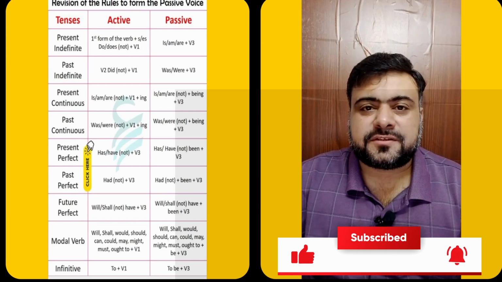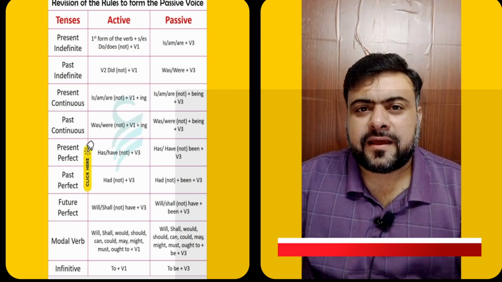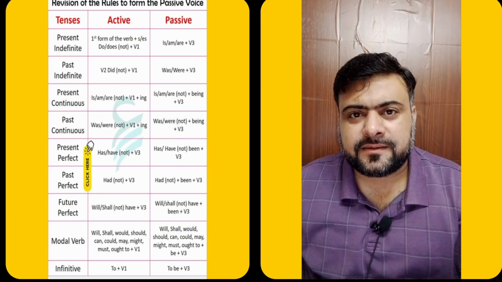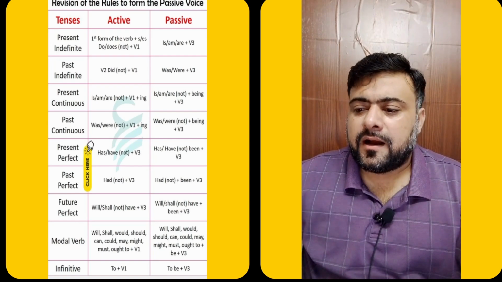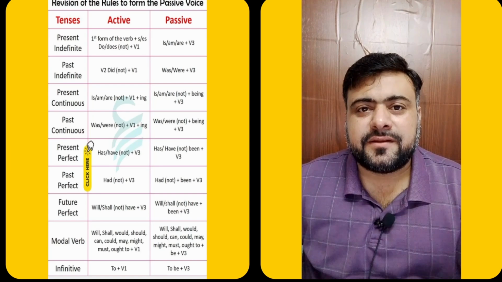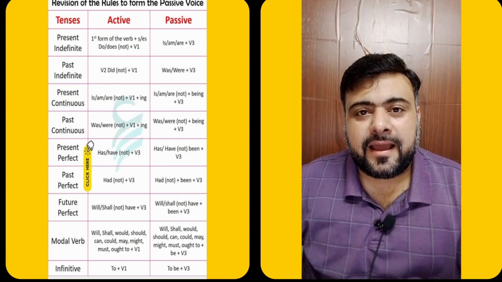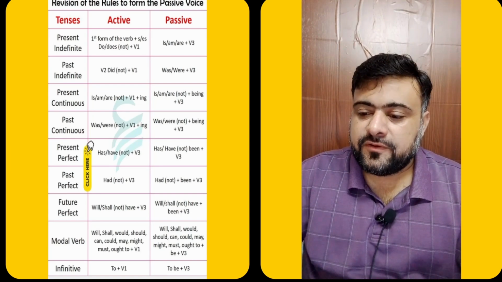Now the past perfect. We use had plus the third form of the verb. I had written a letter. This is the active. What will be the passive? A letter had been written by me. Had been written. Now the future perfect.